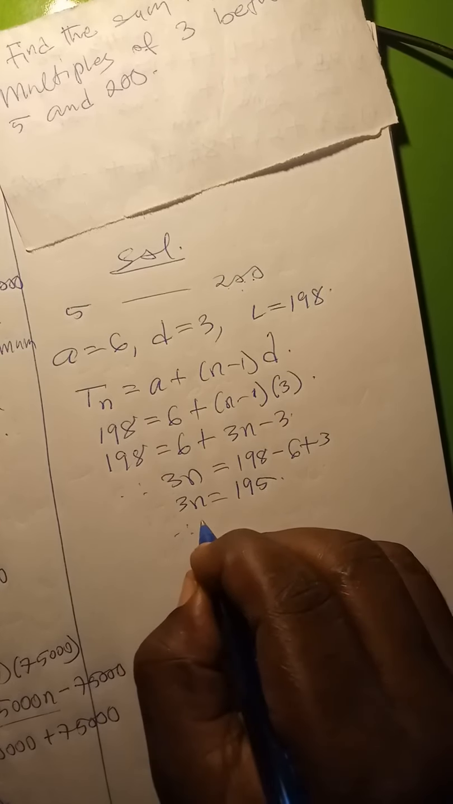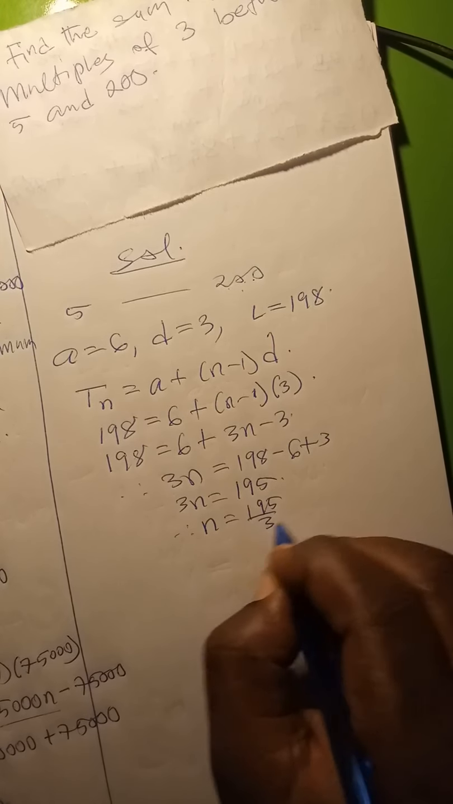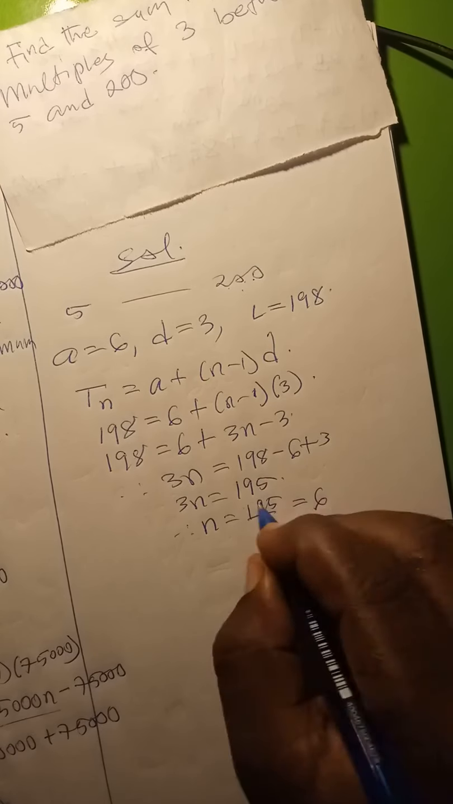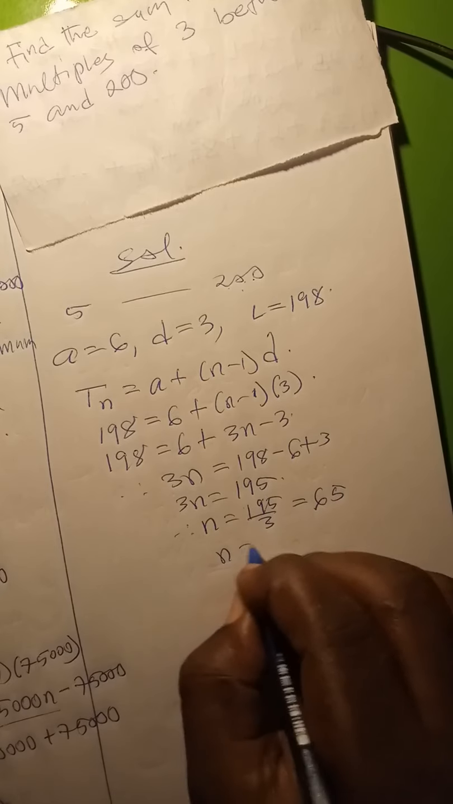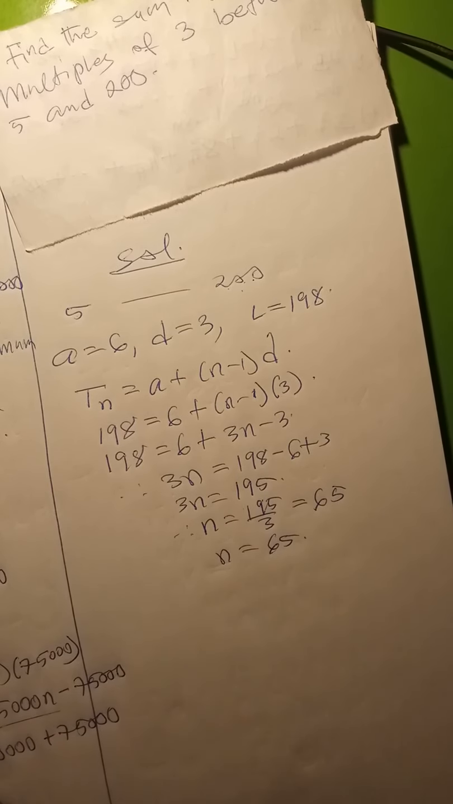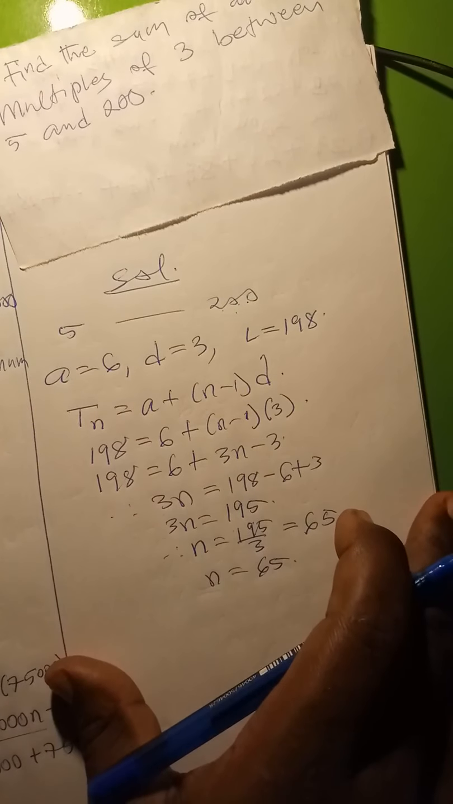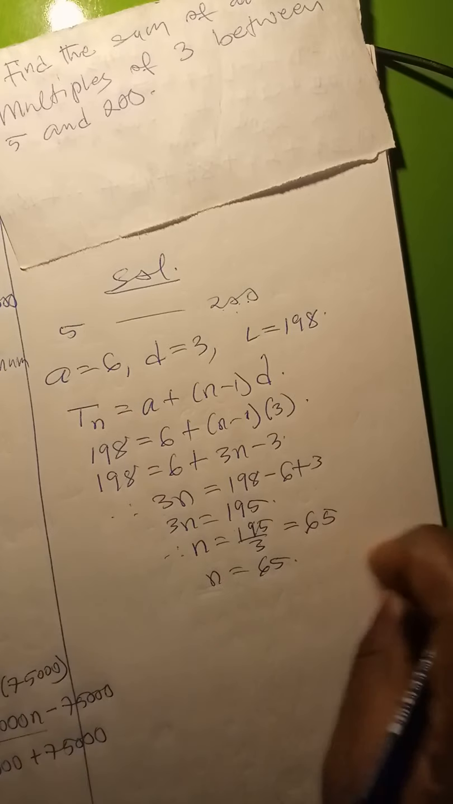So n is equal to 195 divided by 3, which is equal to 65. N is equal to 65. So I have 65 terms. I'm going to look for the sum of 65 terms across this sequence.